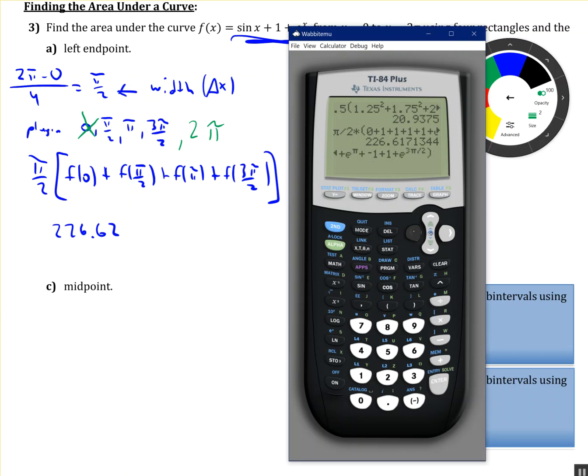And let's go ahead and go to the beginning here and delete what I got when I plugged in 0. And now let's go ahead and add what I get when I plug in 2 pi. So sine of 2 pi is still 0, sorry, 0, not 1, plus 1 plus e to the 2 pi.